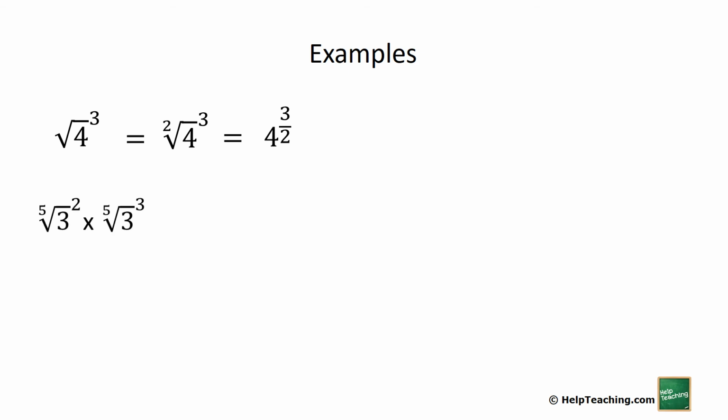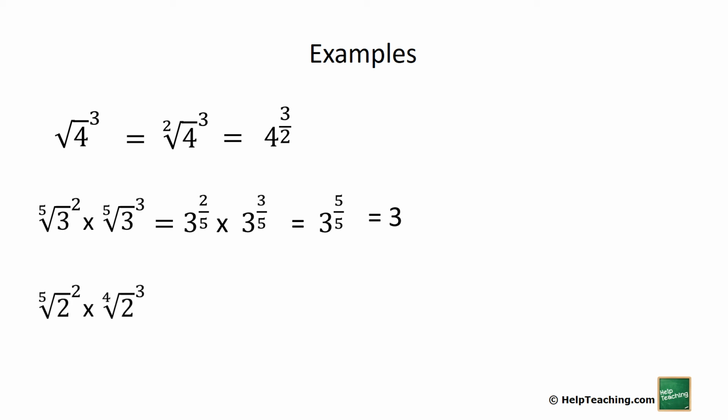In this case, we have the 5th root of 3 to the power of 2 times the 5th root of 3 to the power of 3. If we convert these into rational exponents, we get 3 to the power of 2 over 5 times 3 to the power of 3 over 5. Remember, when we multiply bases, we add the exponents. So 2/5 plus 3/5 equals 5/5, which is just 3 to the power of 1 or 3.